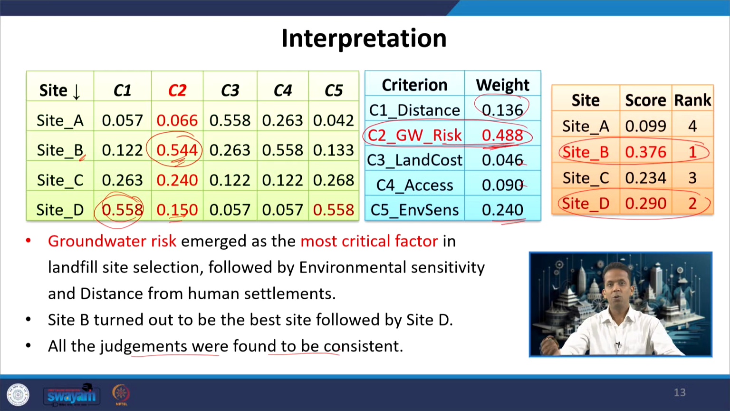And all the judgments were also found to be consistent, because for each of these matrices we checked the consistency and the criterion of consistency was followed, which is consistency ratio less than 0.1. It means all the judgments which were made in this numerical or in this case study were found to be consistent. So, these are the interpretations or inferences from the results or the final scores of AHP that we got from this case study.